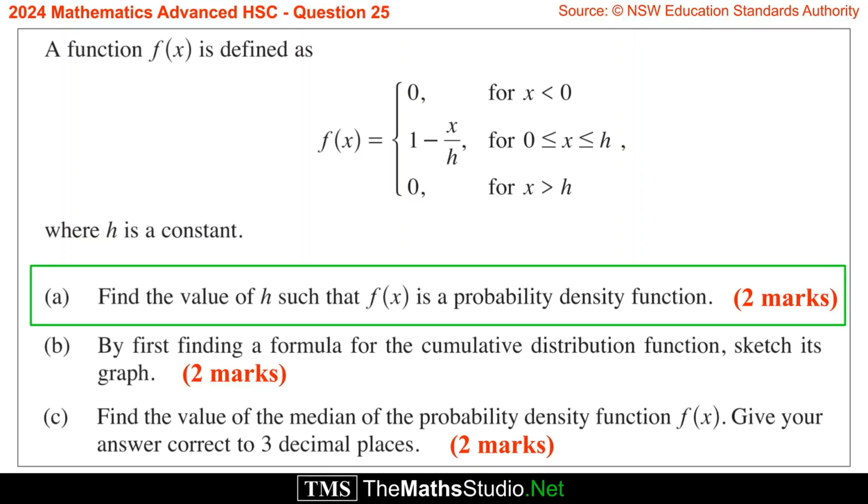Question 25. A function f of x is defined as f of x equals 0 for x less than 0, f of x equals 1 minus x over h for x greater than or equal to 0 and less than or equal to h, and f of x equals 0 for x greater than h, where h is a constant. Part A. Find the value of h such that f of x is a probability density function.